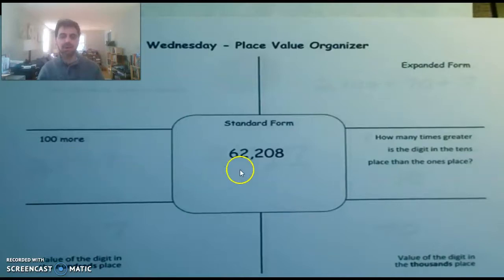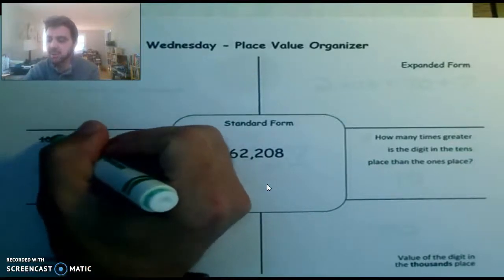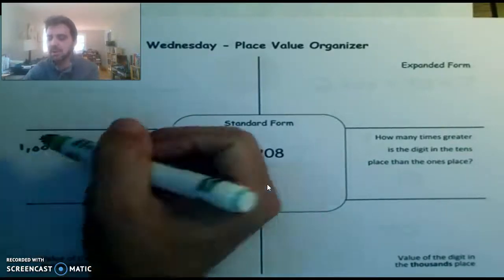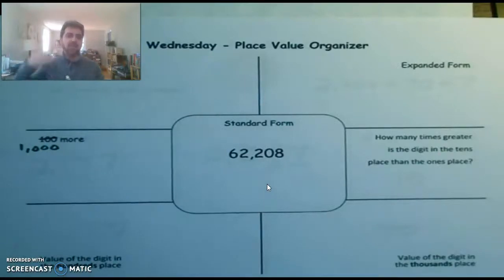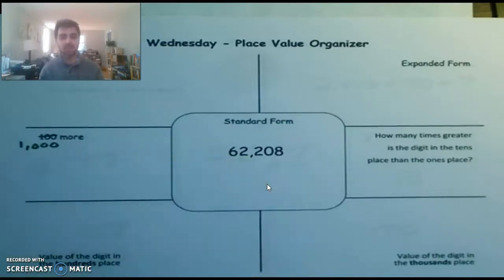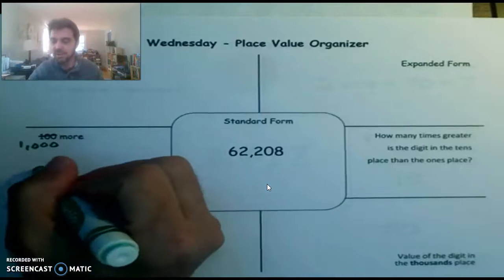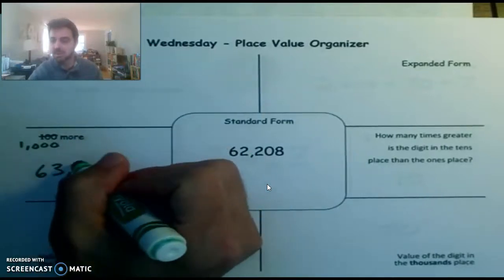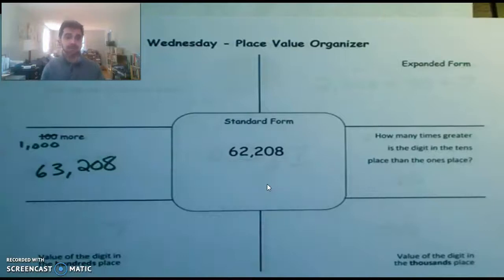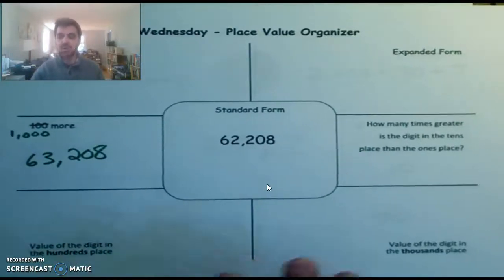100 more. Again, you would add. You know what, boys and girls? Let's change this to 1,000 more today. So what is 1,000 more than 62,208? If you look in the thousands place, there's a 2. If you add another 1,000 to that, you would have 3 thousands in that place. So you would have 63,208.